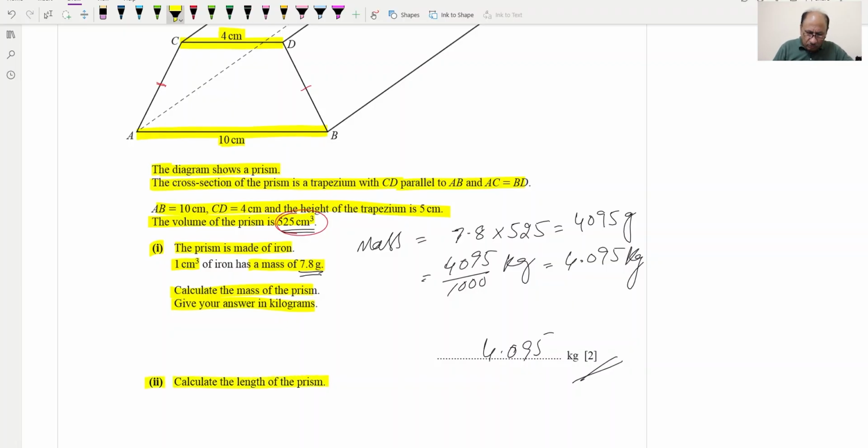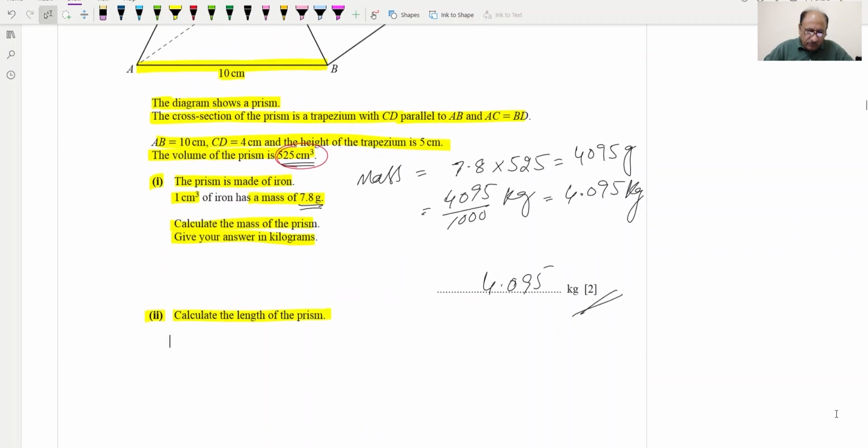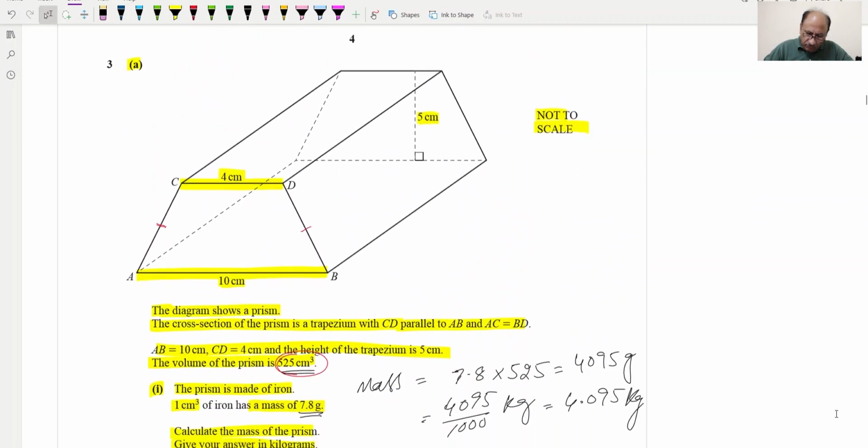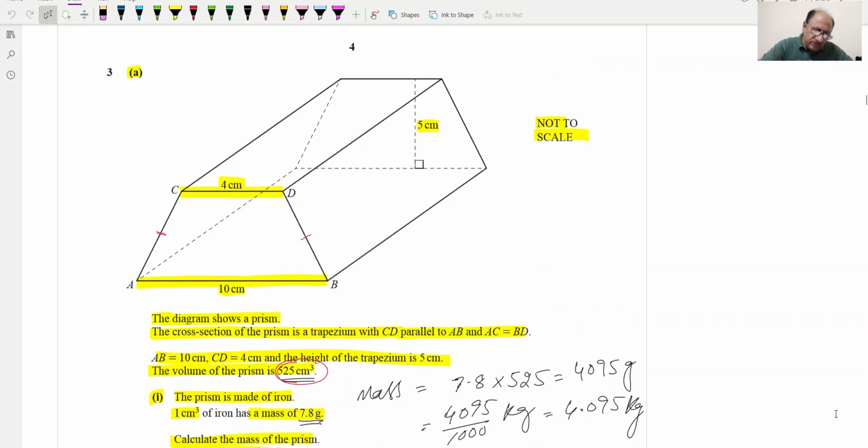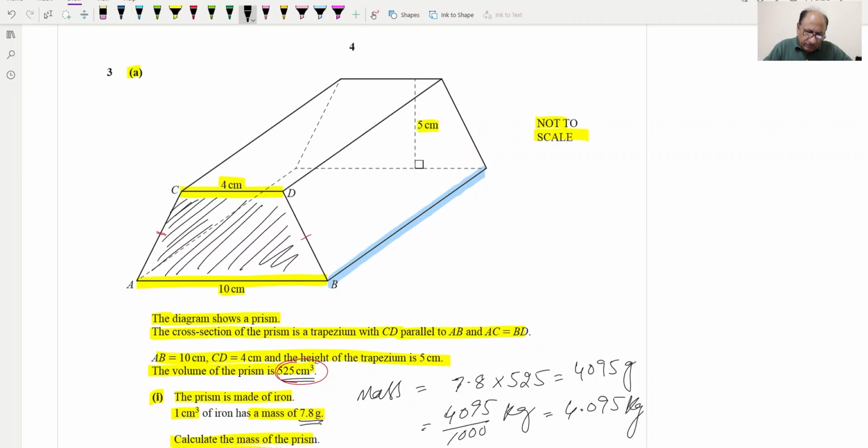Length of the prism is also required. For that, we can utilize the volume of the prism. So we know that the face area is this one. The face area, which is a trapezium, multiplied by the length will be the volume.